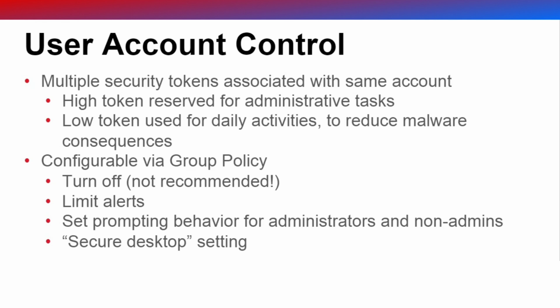So this is all configurable via group policy. We can turn it off, again, not recommended. We can limit the alerts. We can set the prompting behavior for administrators and non-administrators. So these are things that we can do. The typical behavior is for administrators to be prompted for consent, and non-administrators will be prompted for credentials. So if I log in with a standard account and I try to do something administrative, I try to run a control panel that has a shield icon by it, for example, then I'm going to be prompted for credentials. Please provide the credentials of an account that has administrative rights on the machine.